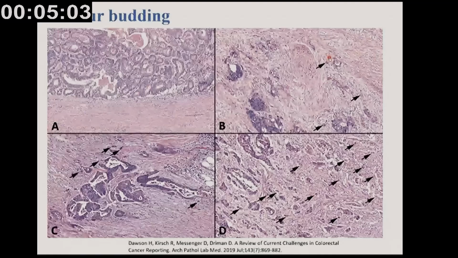The first one is no tumor budding. There is no infiltration, no single cell or small group infiltration from that tumor, so it is 0. In B, there is tumor budding. There are some single cells or small groups of cells, and the arrow marks the area of tumor budding. Here there are only 3, so definitely it is a low score, less than 4. Then C is intermediate, and D is the highest, more than 10, so it is the high tumor budding score.